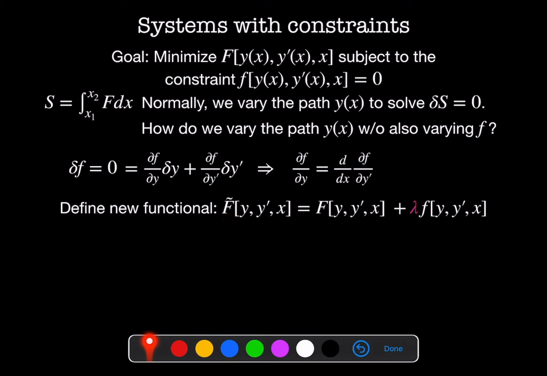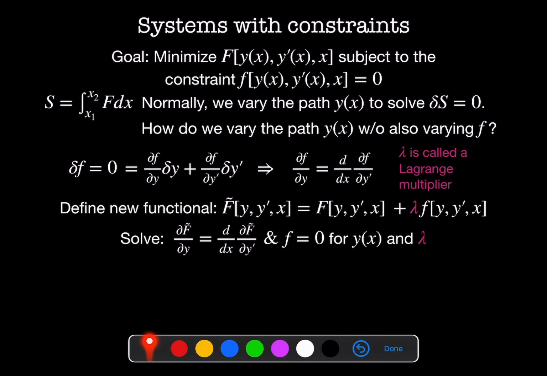Let's define a new functional. So F tilde of y, y prime, and x is going to be F of y, y prime, and x, our original function, plus lambda times little f of y, y prime, and x. So f is equal to 0, so we're just multiplying some number lambda by something that's equal to 0. F tilde cannot be changing what F here, our original functional, is. And we call lambda a Lagrange multiplier. We know that since delta f is equal to 0, there's a stationary solution for F tilde that both maintains f here, the constraint, being equal to 0, and minimizes our original functional F. To solve this, you simultaneously solve the Euler-Lagrange equations for F tilde, and you solve f is equal to 0 for the functions y of x and lambda, which might be a number and might be a function.